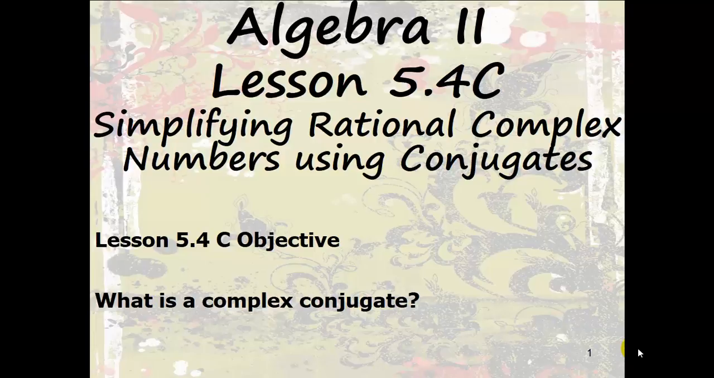And in order to get rid of them, you may have remembered from Algebra 1 and geometry the idea of a conjugate for simplifying radicals in the denominator. We're going to use that same process of multiplying by a complex conjugate. So first we have to figure out what a complex conjugate looks like, and then we have to figure out how to use it. So let's go.